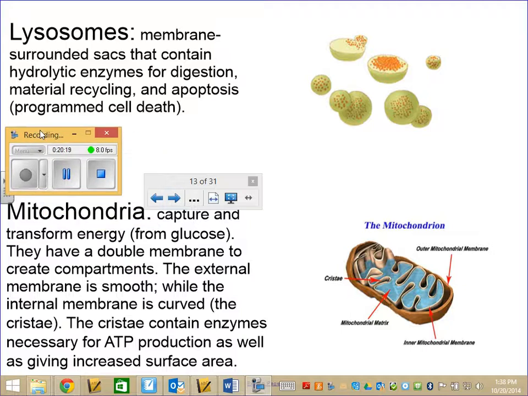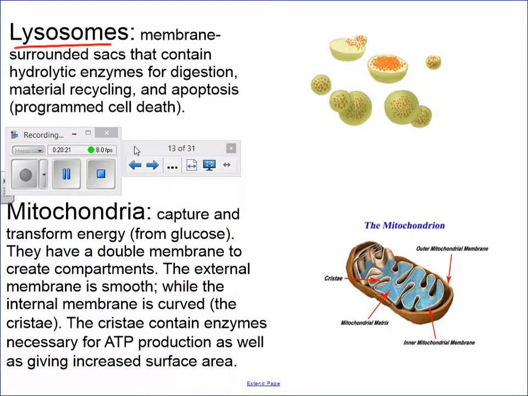Now the next couple organelles are lysosomes and mitochondria. So we'll talk about lysosomes first. A lysosome is a membrane-surrounded little sac. So it looks just like a vacuole or a vesicle, but it has different particular contents on the inside.